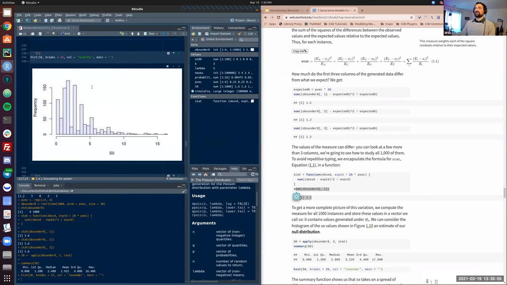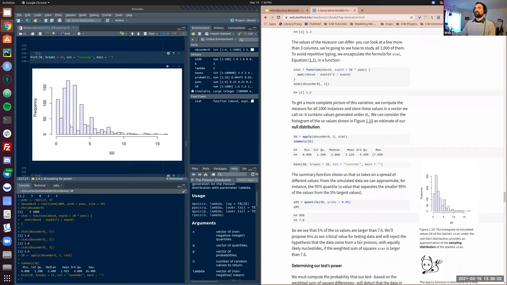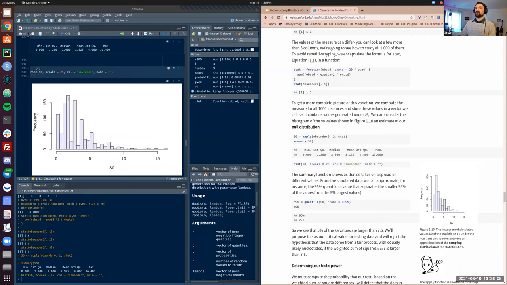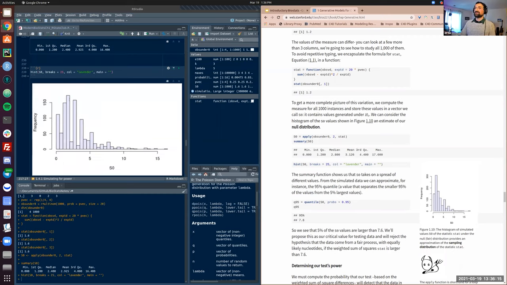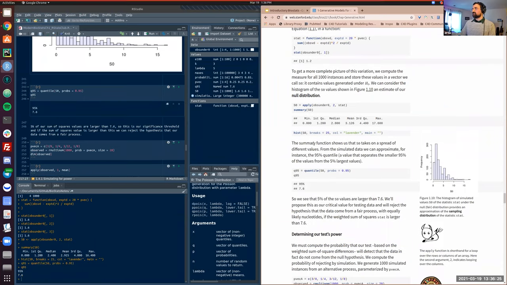And we can plot this. What we are getting is the distribution of the sum of squares across all 1,000 samples of 20 position sequences. So let's find out. The summary function shows us that the sum of squares takes on a spread of different values. From the simulated data, we can approximate, for instance, the 95% quantile, or a value that separates the smaller 95% of values from the largest 5% of values.